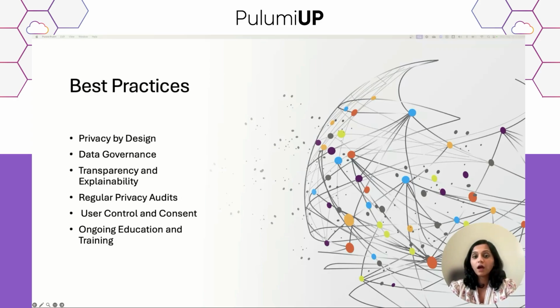Regular privacy audits are equally important. The AI landscape moves fast and new vulnerabilities can emerge quickly. Regular checkups help catch and address issues before they become major problems. User control and consent are key. Users should have a say in how their data is used and the ability to opt out if they are not comfortable. This might mean offering different levels of personalization based on user preferences.